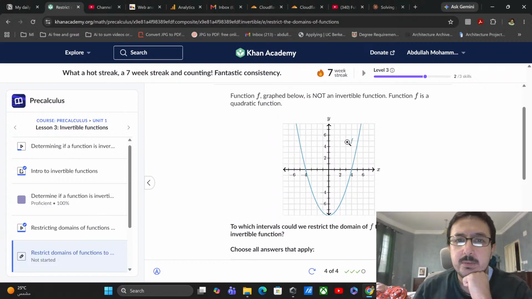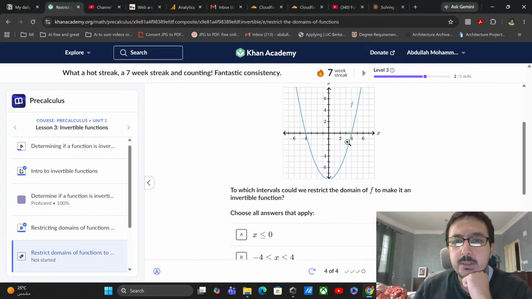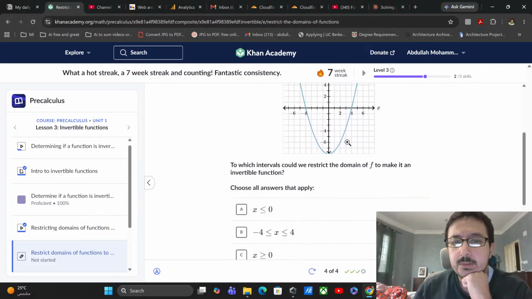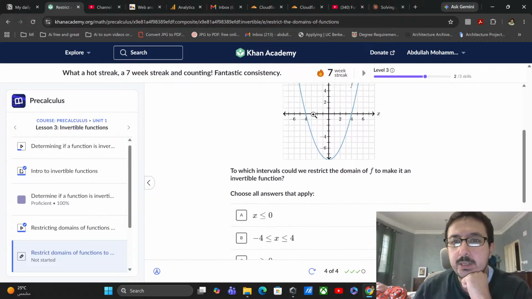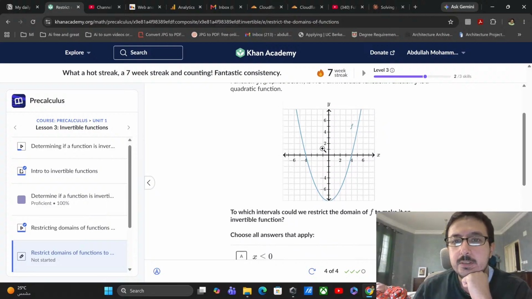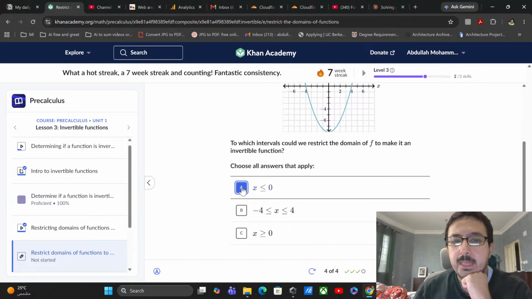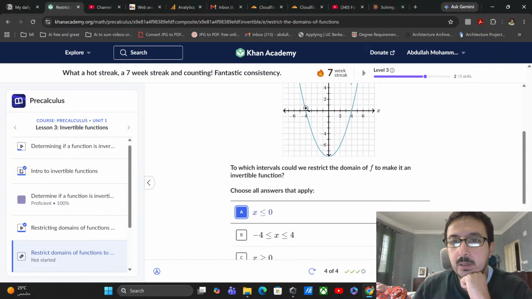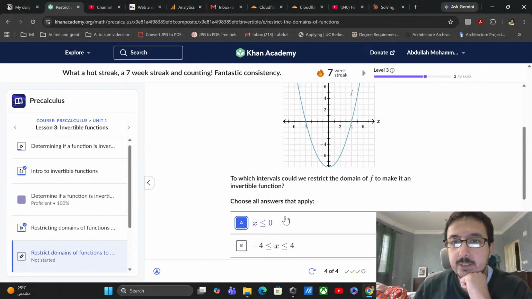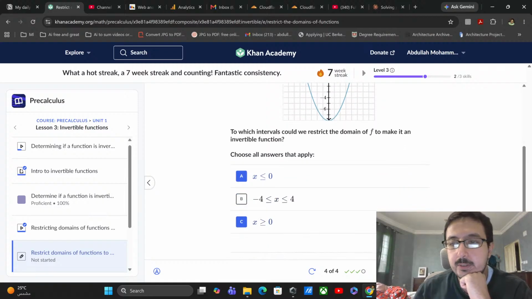Then vertical quadratic. X is less than 0. Here. Check. Yep. -4 to 4. Wrong. Here it touches. X is larger than 0. Check here. X is larger than 0.